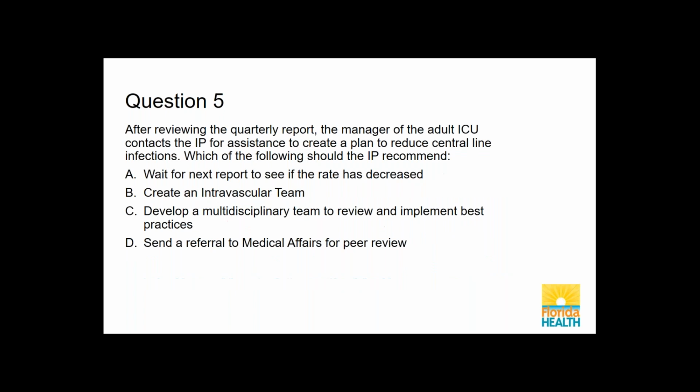Question 5, after reviewing the quarterly report, the manager of the adult ICU contacts the IP for assistance to create a plan to reduce central line infections. Which of the following should the IP recommend? A, wait for the next report to see if the rate has decreased. B, create an intravascular team. C, develop a multidisciplinary team to review and implement best practices. Or D, send a referral to medical affairs for peer review.